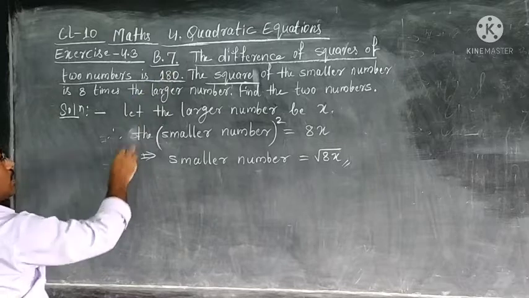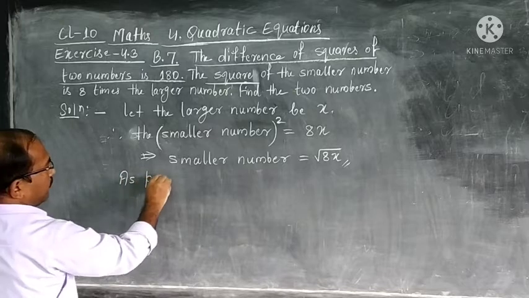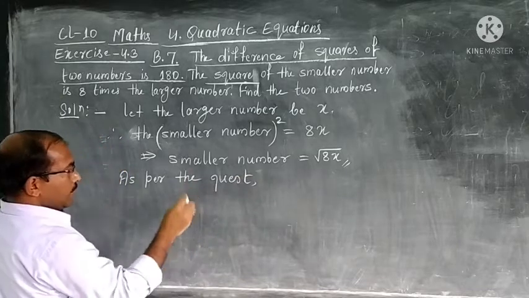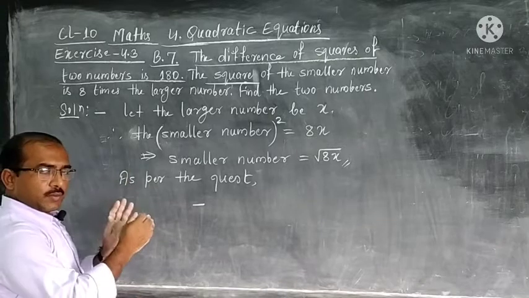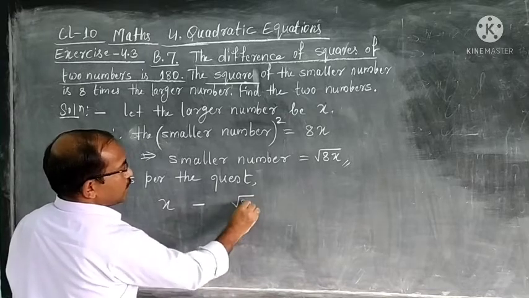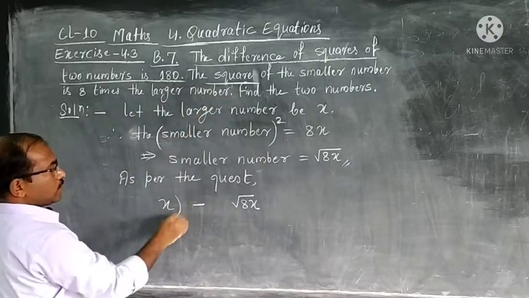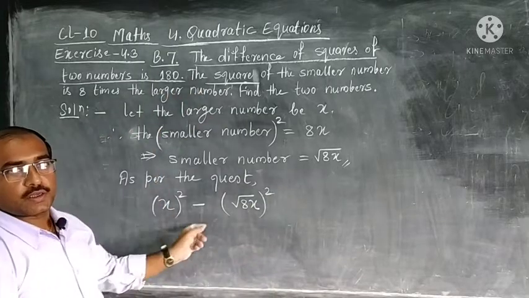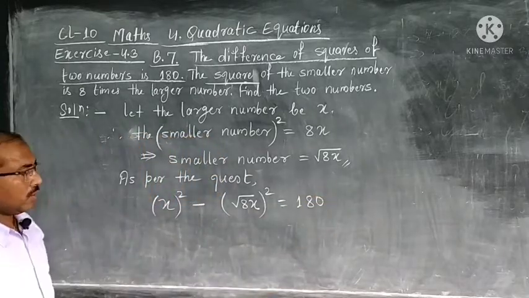And what is the question saying? The difference of squares of two numbers. As per the question, the difference means subtraction of the two numbers: larger number minus smaller number. So, the larger number is x, the smaller number is root 8x, but again that word is there, the difference of squares of two numbers. So, the square of the larger number and the smaller number. The first statement is what we did, and that difference is 180.